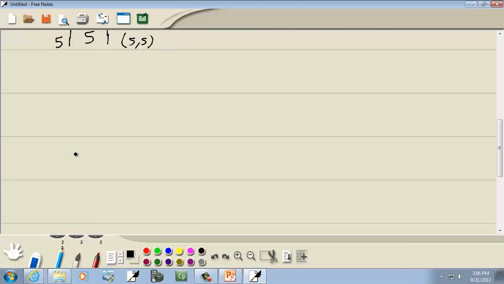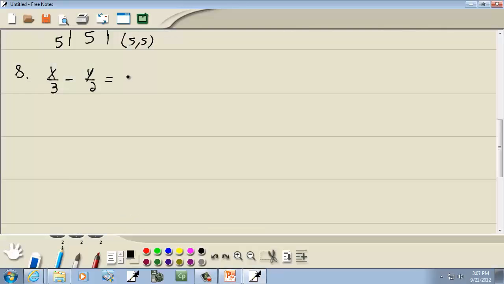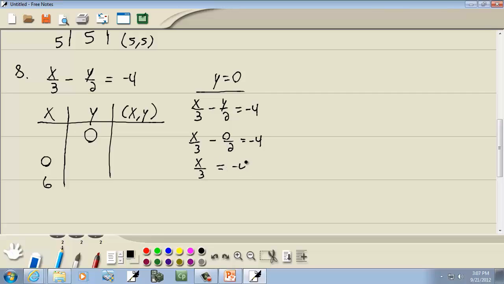Let's take a look at the next problem. x over 3 minus y over 2 equals -4. And I say 0 here, and then 0, 6 here. Okay. So what they're wanting us to do is this first point here, they're telling us y is equal to 0. So we're going to plug y is equal to 0 into our equation. So we get x over 3 minus 0 over 2 equals -4. Now 0 divided by anything is 0, so that drops away. So we get x over 3 is equal to -4.